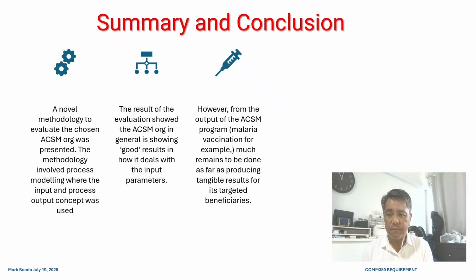And then from the result of the evaluation, it shows that the org in general is showing good results. There's a handful of twos, the majority are threes and fours, from a scale of 1 to 5, 5 being excellent, 1 being very poor. And then only if you look at the output of the program, specifically the malaria vaccination as an example, just zooming in on that particular program alone, much remains to be done as far as producing tangible results for its targeted beneficiary.